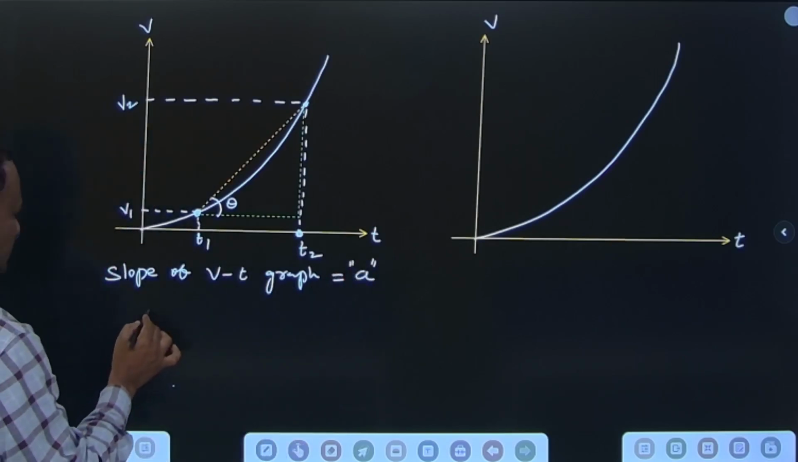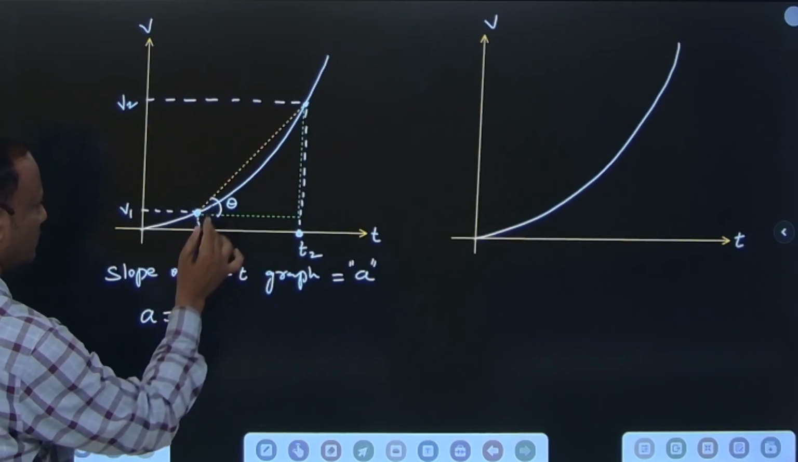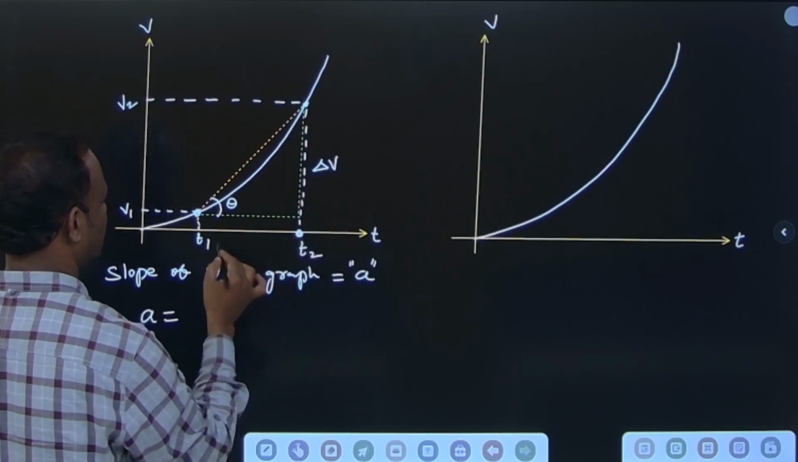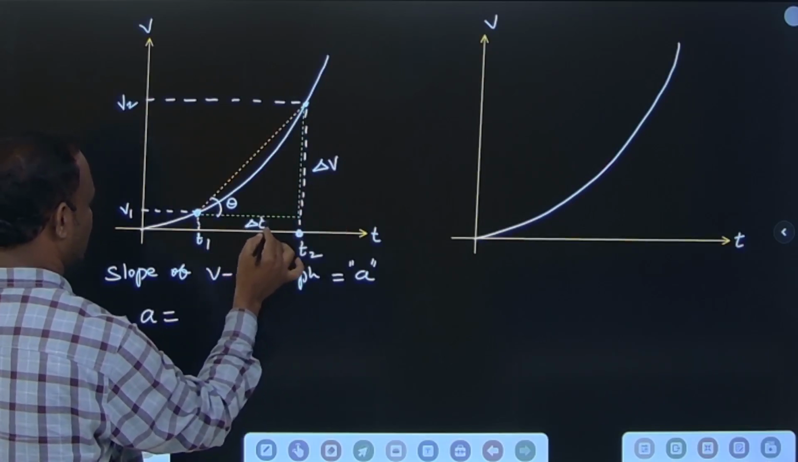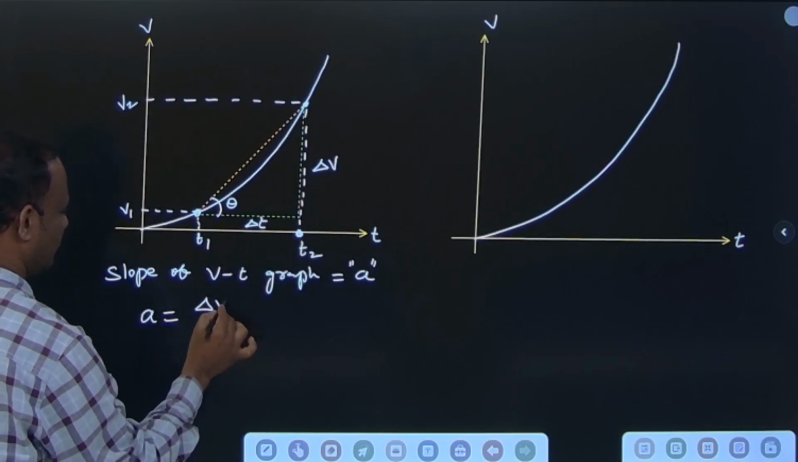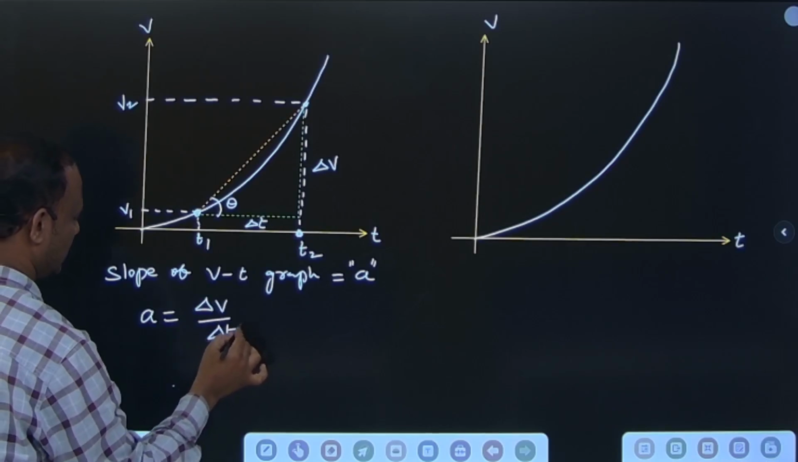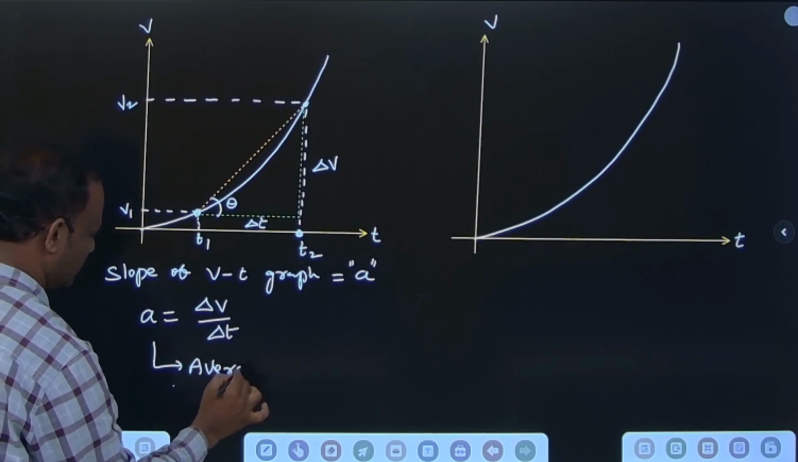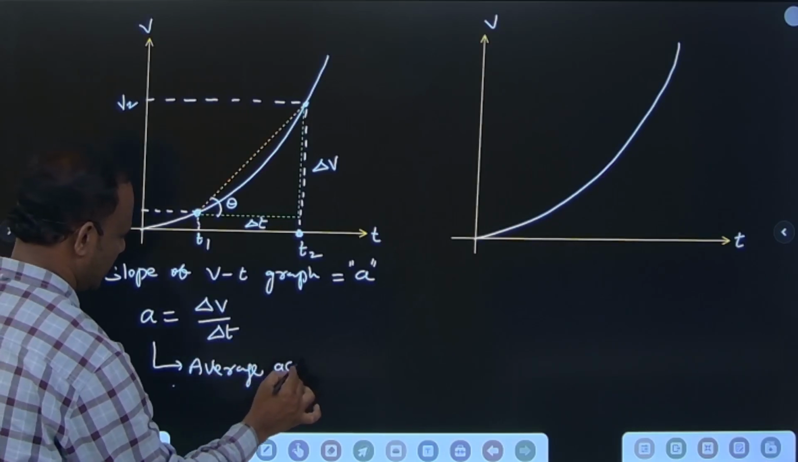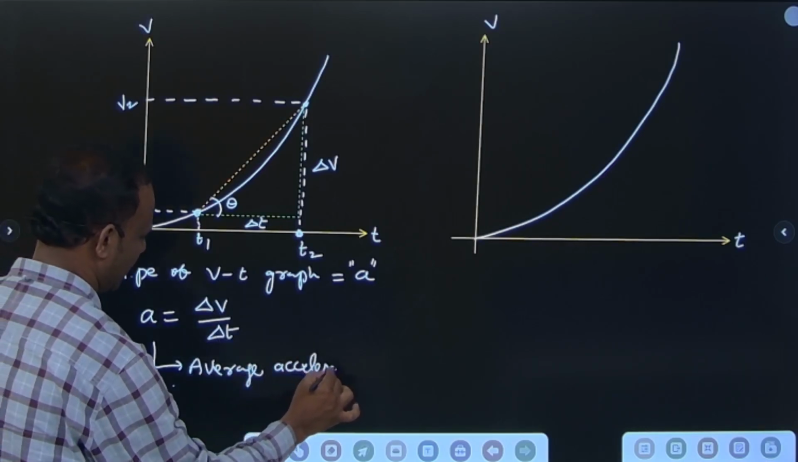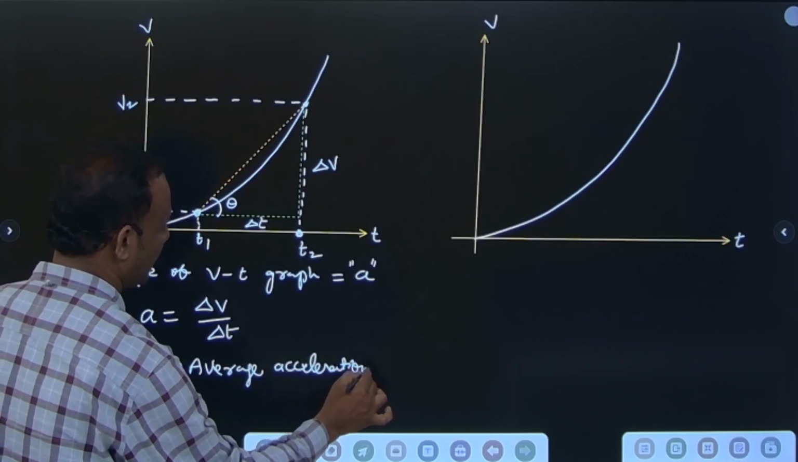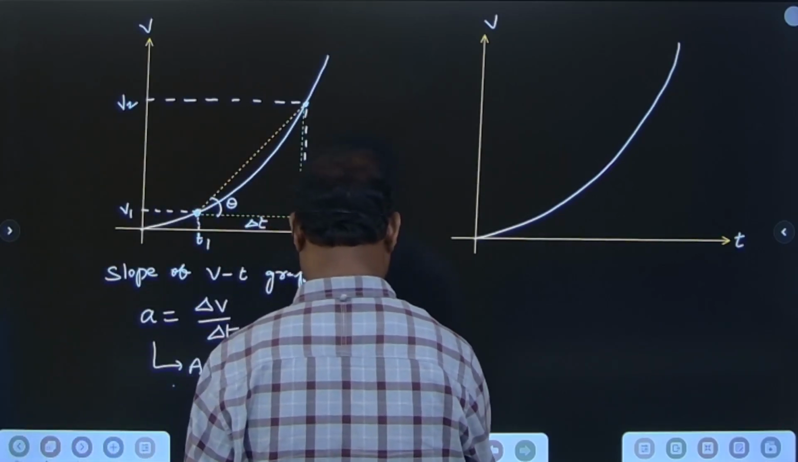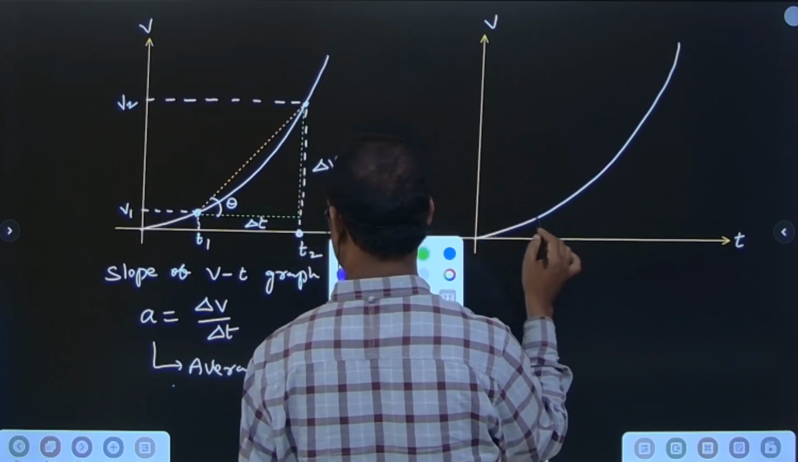So my a is equal to delta v by delta t, where this difference is delta v and this difference is delta t, which is known as the average acceleration. Average acceleration.